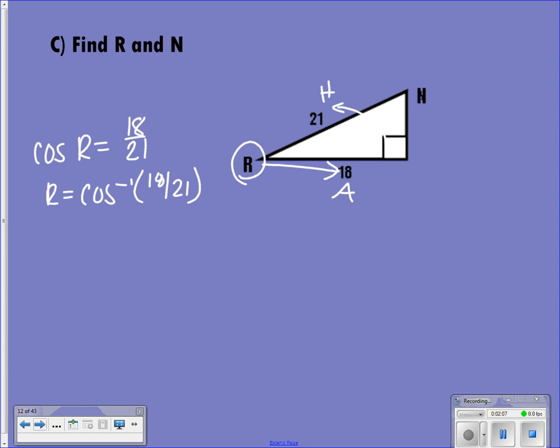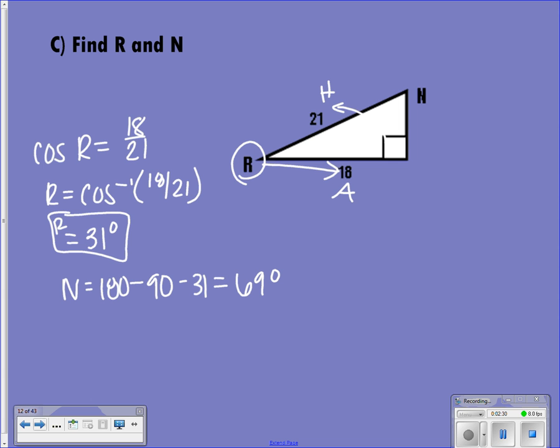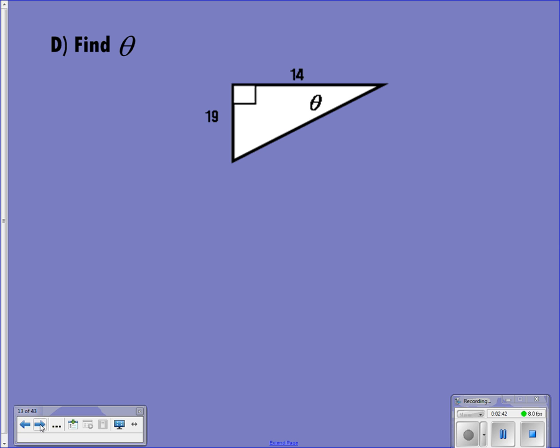You can type that into your calculator just like that is. So second cosine, 18 divided by 21, and you should get 31 degrees. So I know R is 31. Well, I also know that triangles add up to 180, so I can say N equals 180 minus the 90 for my right angle minus my 31, so I know that N is 69 degrees. I'm sorry, 59. 180, yep, is 59 degrees. Okay, fair enough. So let's try theta in example D.